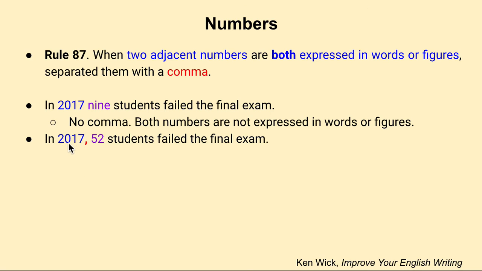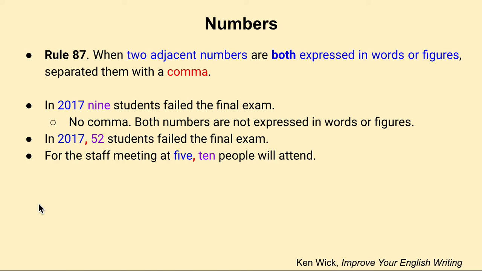But if you have this case, in 2017, 15 students failed the final exam, then you'd need a comma here to separate the two adjacent numbers. Here the two adjacent numbers are both in figures, so we use a comma between them. For the staff meeting at 5, 10 people will attend. Here we have two adjacent numbers, both in figures, so we need a comma to separate them.